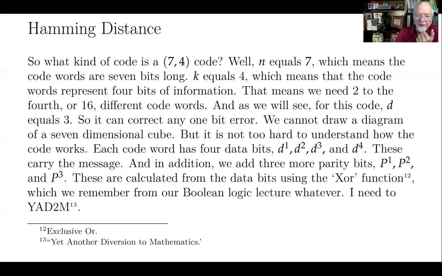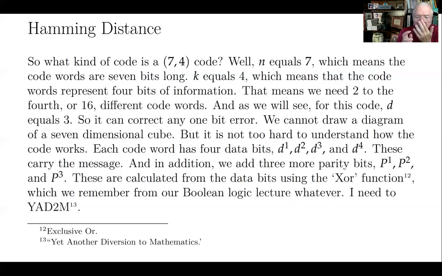Okay. So we can correct any 1-bit error in this code. And we would have to draw a picture of a 7-dimensional cube, which is pretty hard to understand. But we can say, all right, suppose we have the 4 data bits, D1, D2, D3, D4. These carry the message. In addition, we have 3 parity bits, P1, P2, and P3, those should be subscripts. And they're calculated using the XOR function.